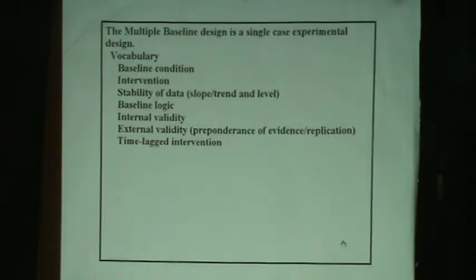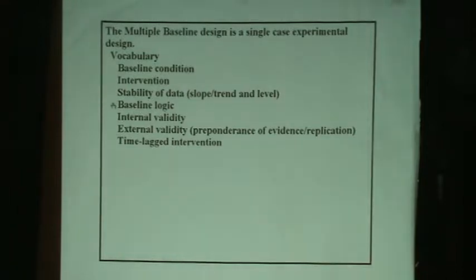Let's take a look at our vocabulary. If you have not looked at the AB single case design, you might look at that for a fuller explanation of the vocabulary here. Baseline condition, that's the data that is collected when there is no intervention. And then, of course, the intervention condition. Stability of the data, the sloping trend and level. And the concept of baseline logic, which has to do with the stability of the data points.